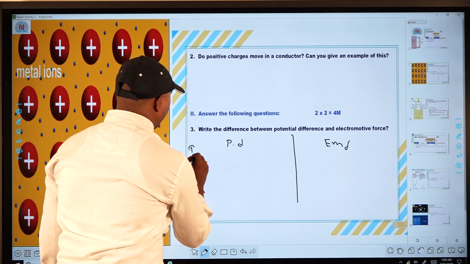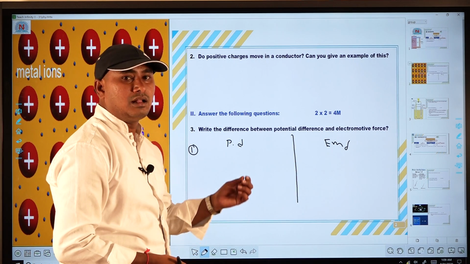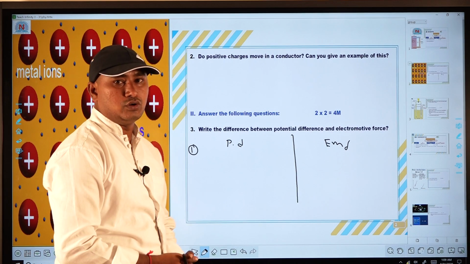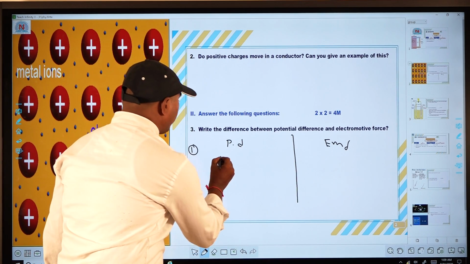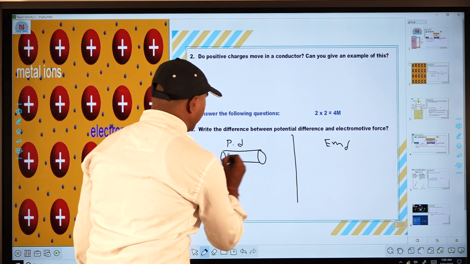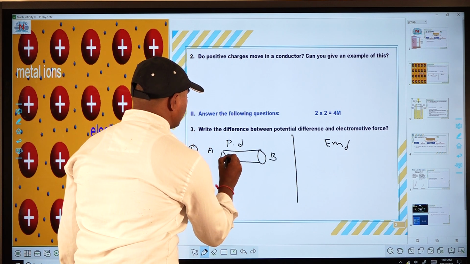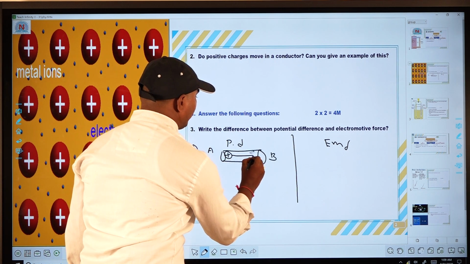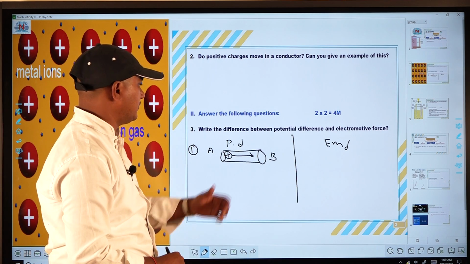First of all, what is the definition of potential difference? Potential difference is defined as, between any 2 points in the electric circuit, the amount of work done to move a positive terminal from one point to another point. This is known as potential difference. Take 2 points in an electric circuit, the positive terminal moves from one point to another. Then how much work is done? That is known as potential difference.